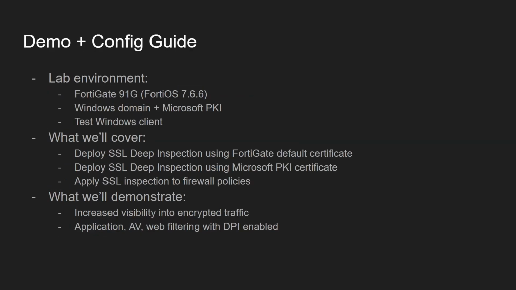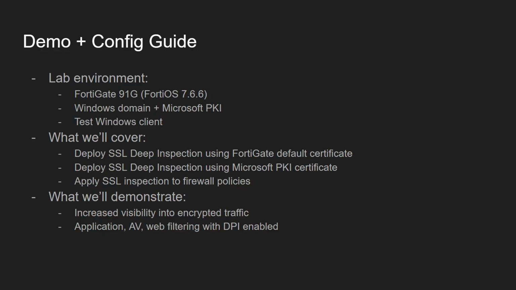So that's it for really just the concepts behind this. Now we'll hop over to the FortiGate and look at how to configure this in a real environment. Just for this demo, I'm using a FortiGate 91G running version 7.6.6. I also have a Windows domain environment with a Microsoft PKI set up, and a test Windows client that we'll use to generate the traffic and test the configuration.